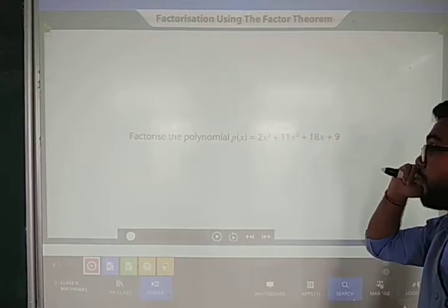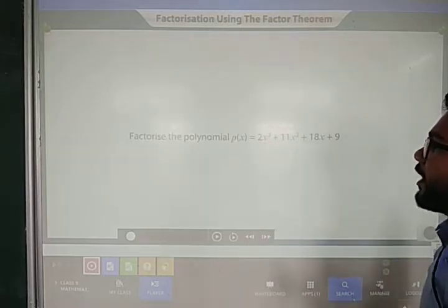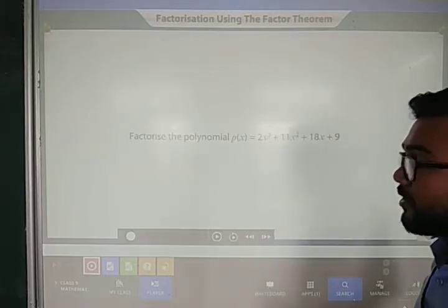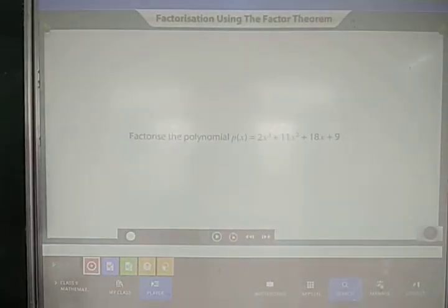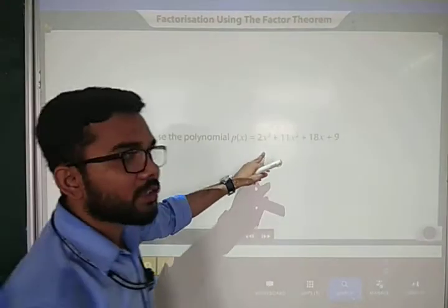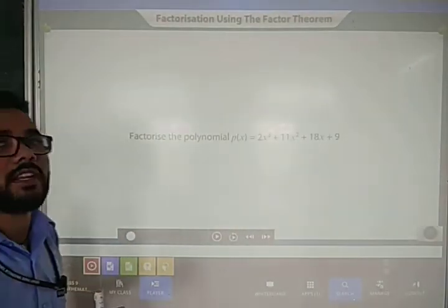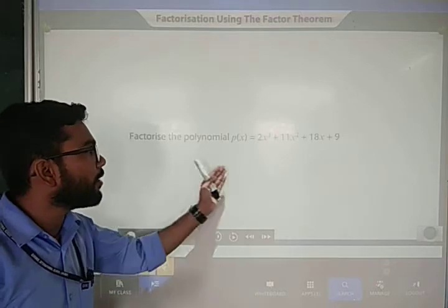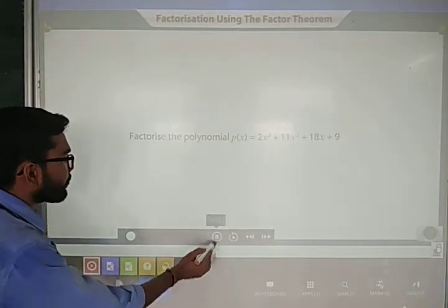Here the cubic polynomial is 2x cubed plus 11x squared plus 18x plus 9. Why is it called a cubic polynomial? It is called cubic because the highest power of this polynomial is 3, and that is why the degree of this polynomial is 3. If the degree of any polynomial is 3, that polynomial is called a cubic polynomial. So how will we find the factors of a cubic polynomial? Let us see.